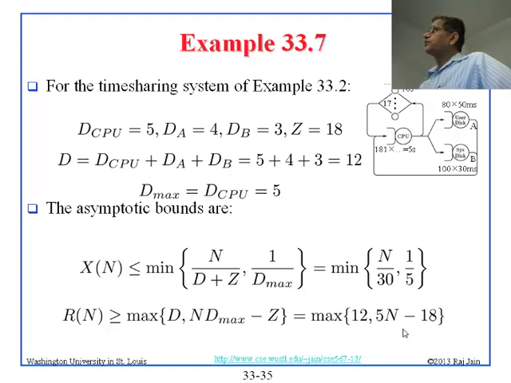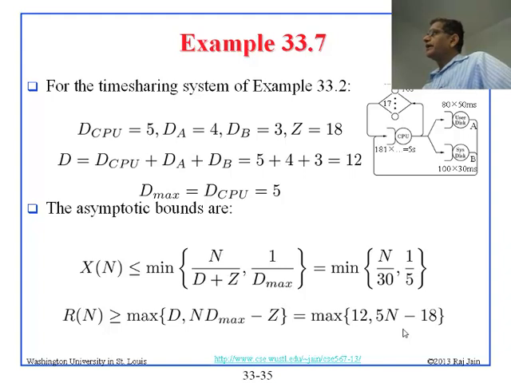It's already given. So total D is the sum of all the D's: 5 plus 4 plus 3 equals 12. D max, out of all these D's, the maximum is 5, so therefore D max is 5. And so we can use the asymptotic bound law, which says X(N) is less than the minimum of N upon D plus Z, comma 1 upon D max.